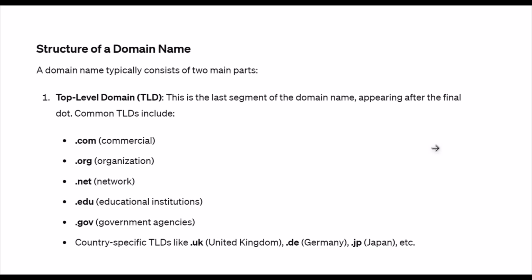So we have the structure of a domain name. A domain name typically consists of two parts. The first one is a top level domain, and we have it to be .com. So this is usually the last segment of a domain name, and it appears after the final dot. For example, digitstem.com. So .com is a top level domain. So we have .org, .ng, we have .edu, .gov, and we even have .com.ng. Okay, so we have some country-specific top-level domains like the UK, that's .uk, United Kingdom. We have .de, Germany. We have Japan. In Nigeria, we have .ng. So it shows that this is a top-level domain for Nigeria.